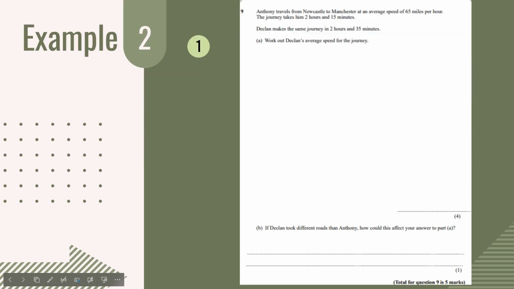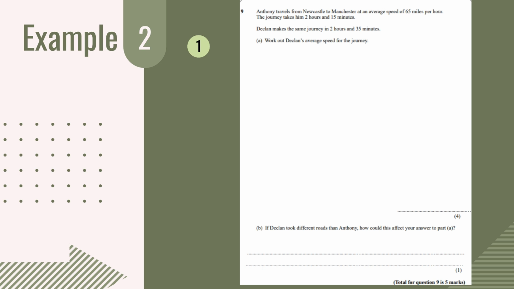Here is another exam question for you to have a go at. Have a go, pause the video and unpause when you've done. So, Anthony travels from Newcastle to Manchester at an average speed of 65 miles per hour. The journey takes him 2 hours and 15 minutes.